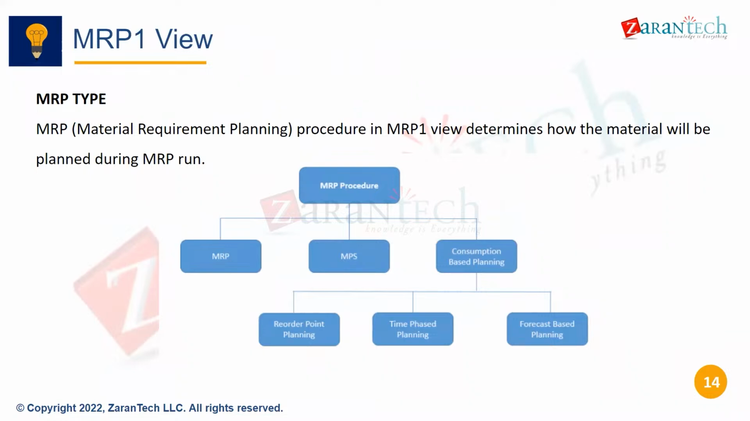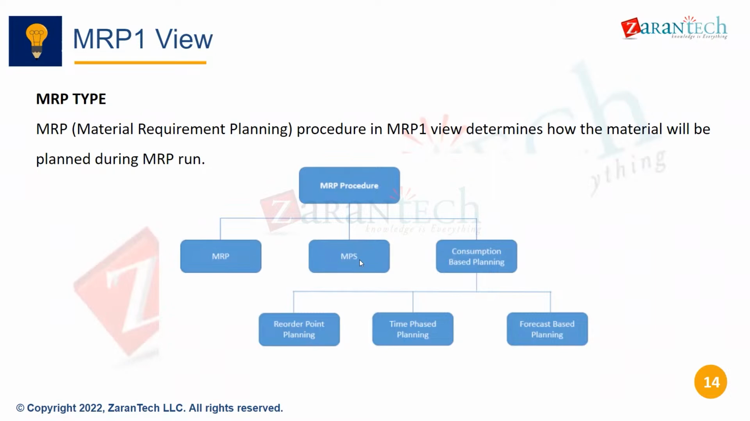Now, here we are giving you just an overview of what MRP is. There are three different types of planning here: MRP, MPS, and consumption-based planning. We used to call it deterministic planning and non-deterministic planning. In MRP, you are going to plan only against a demand. If there is a demand, the system is going to plan. If there is no demand, the system is not going to plan.